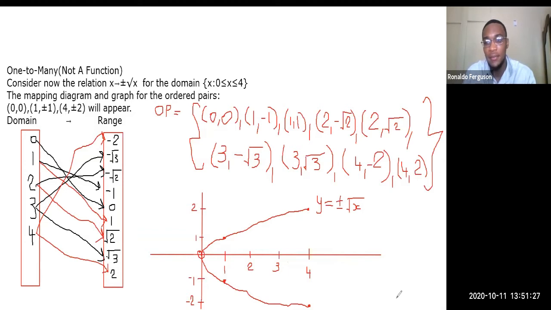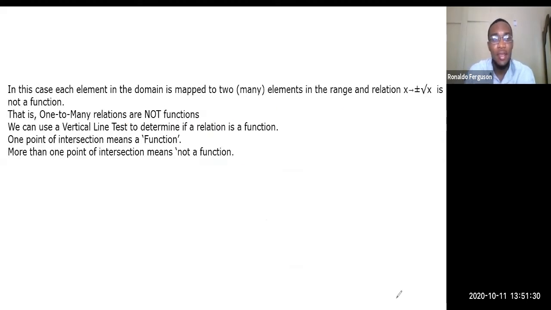All right. So in this case, each element in the domain is mapped to 2 elements in the range. And so the relation x, which maps to plus or minus the square root of x, is not a function. That is, one-to-many relations are not functions.